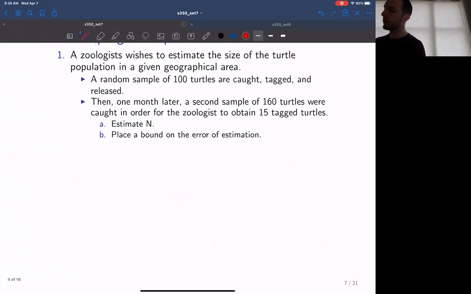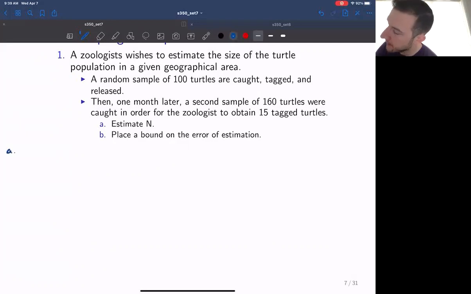Okay, so to illustrate this, we have a zoologist who wishes to estimate the size of a turtle population in a given geographical area. A random sample of 100 turtles are caught, tagged, and released. So that's going to be our T. And then 1 month later, a second sample of 160 turtles were caught in order for the zoologist to obtain 15 tagged turtles.